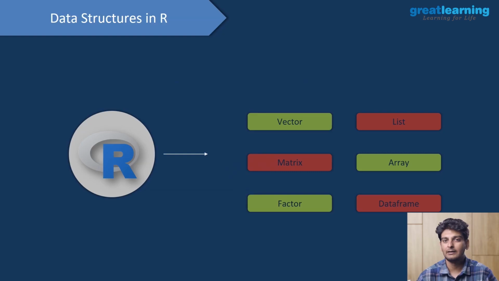Now we come to the main part of R, where we'll be learning about the different types of data structures in R. We've got vector, list, matrix, array, factor, and data frame. And we'll be starting off with the simplest data structure in R, which is basically a vector.